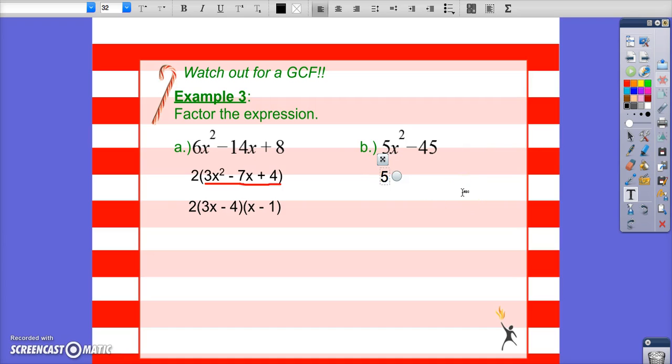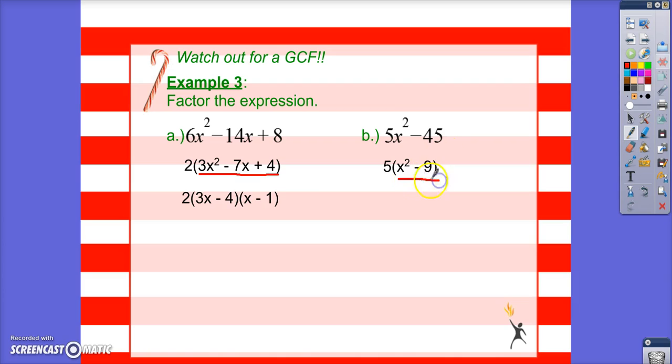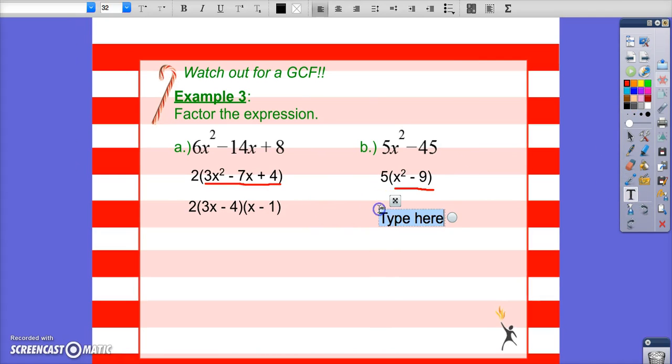B, we could factor out a 5 first. I'm left with x squared minus 9. And what's nice about this one when we go to factor, this one now is not even like in today's lesson where there's a coefficient for the x squared. It's a difference of 2 squares, but it's an easier one. So you should get x plus 3, x minus 3. And this is your final answer.